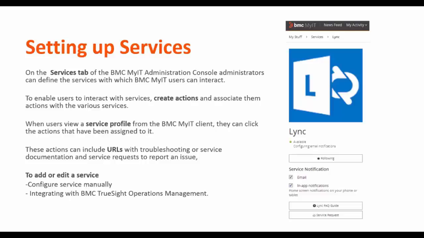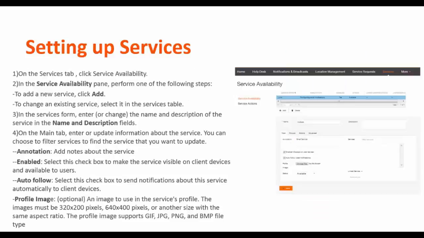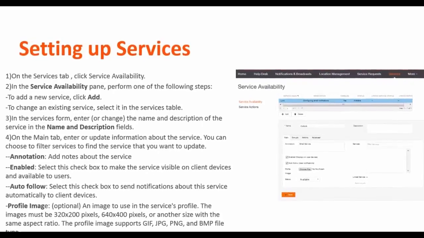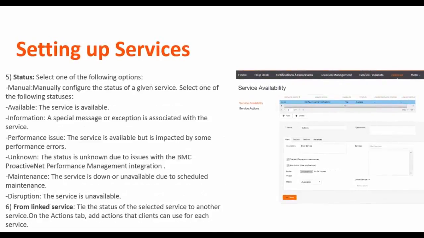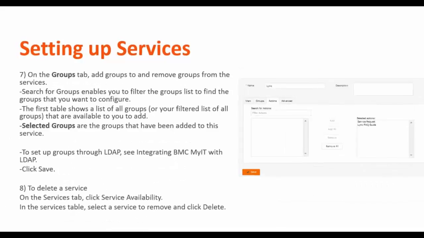You can edit a service manually in MyIT, and you can also create a service and integrate it with the BMC TrueSite Operation Management service. To create a service, go to Service Availability in the Services tab at MyIT Administration Console. Select Name, Description, and enable the service to display to the user on MyIT. Click on Auto Follow if you want the user notification to be enabled. Select Profile Image and select the status. In the Main section, you can also select a service from TrueSite and relate it to the service here in MyIT.